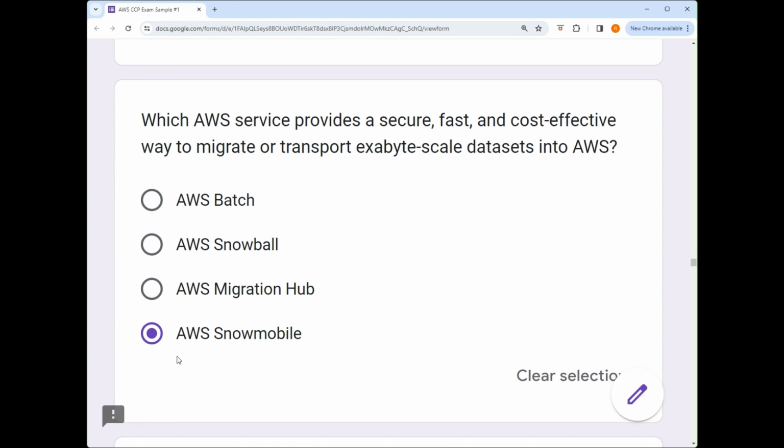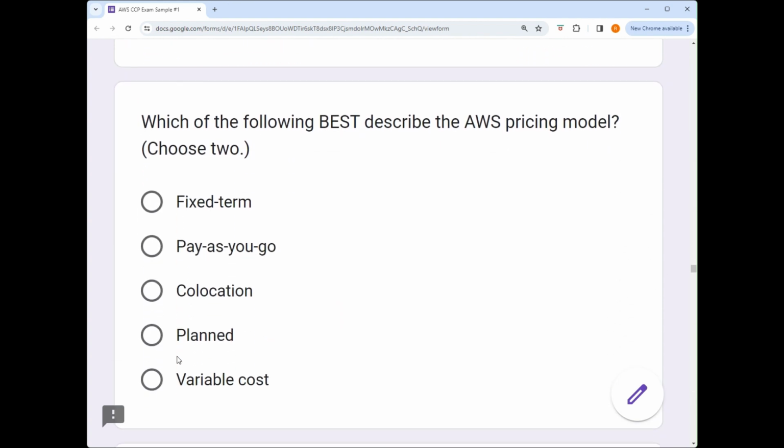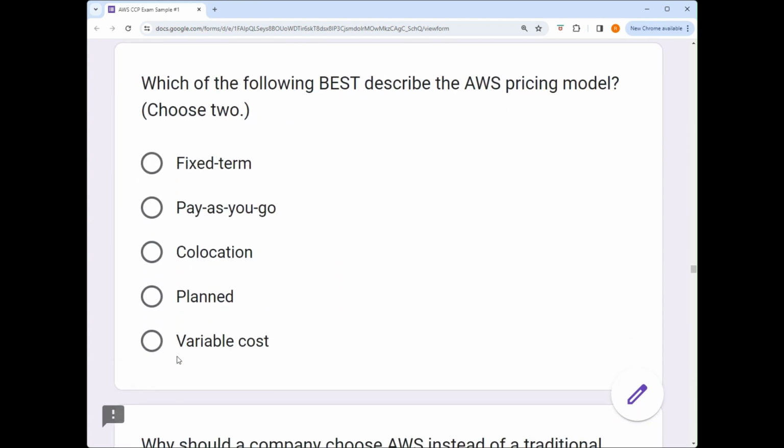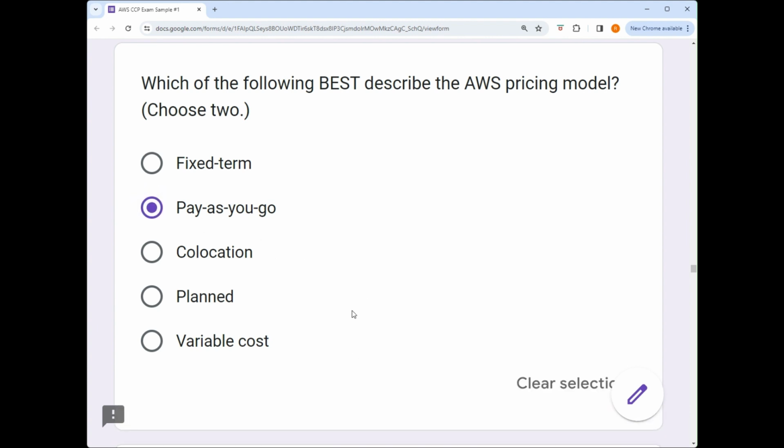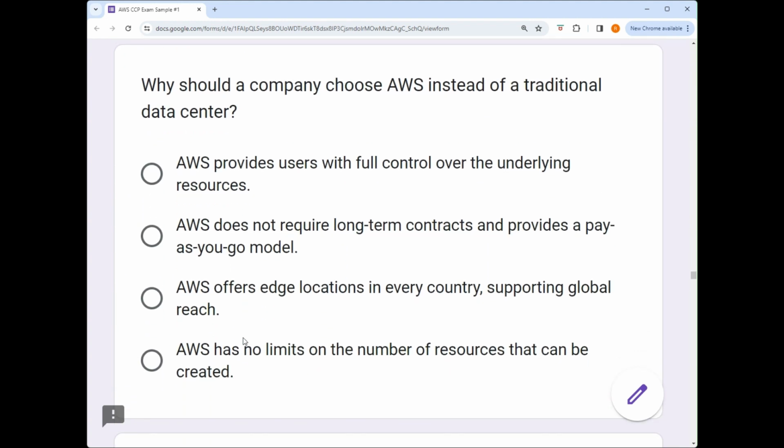Which of the following best describe the AWS pricing model? Choose 2. Fixed term. Pay-as-you-go. Co-location. Planned variable cost. Correct answer: Pay-as-you-go. Variable cost.